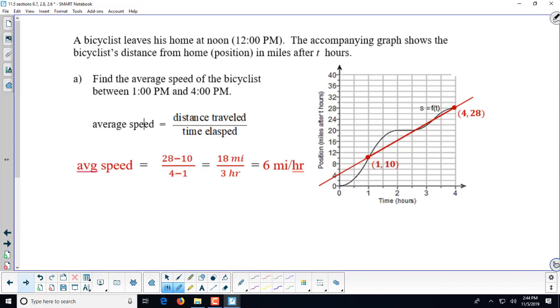Because that's the whole point of this section. Okay? So I'm talking about on the interval from 1 to 4. The average speed on the interval from 1 to 4 is basically the same thing as the slope of this line through those 2 points, isn't it? Slope of the line, change in y over change in x. Isn't that slope?